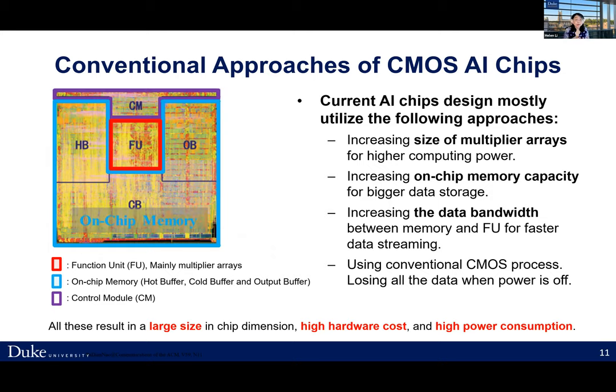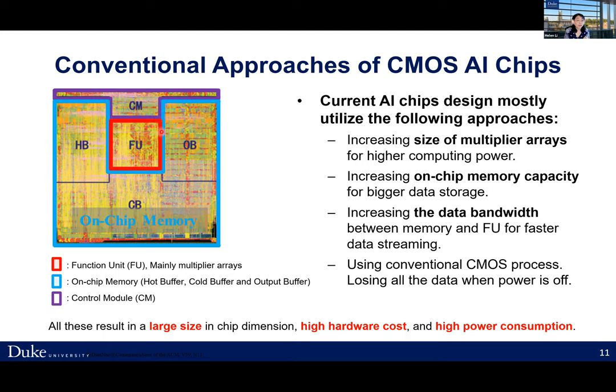People have been working on the hardware designs and trying to make the AI processing more efficient. So there have been a lot of approaches on CMOS-based AI chip design. On the left-hand side, I show a die photo of a common AI chip design. In the middle is the function unit core.